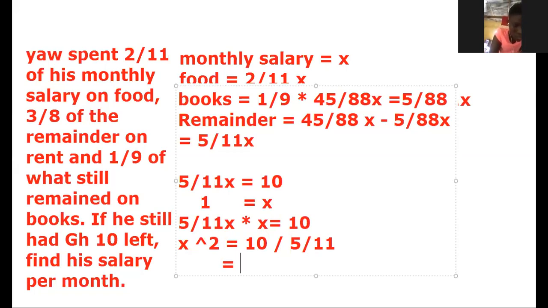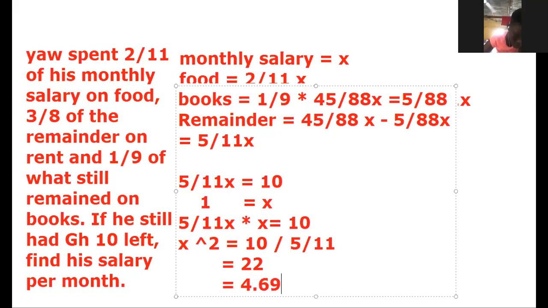So 10 divided by 5/11 will give us what? 22. Is that okay? 10 divided by 5/11 will give us 22. The square root of that answer will give us 4.69. Any question?